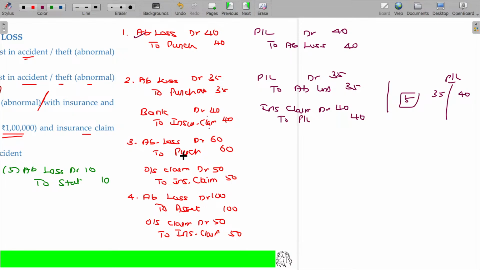In this case, abnormal loss to purchases, profit and loss account debit to abnormal loss, the value being 60. Here the entry being claim gain credited to P&L account, insurance claim account debit to P&L account, the value being 50. The value being 50. Is that clear?